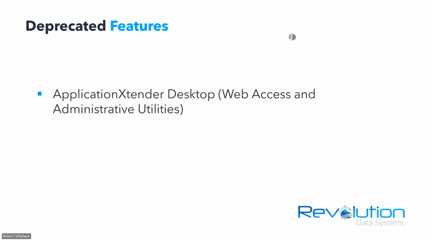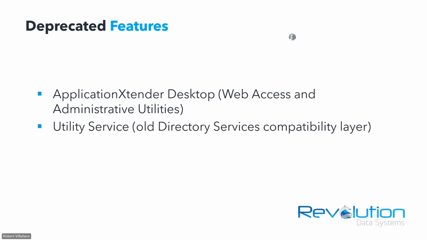So we'll talk about 4 deprecated features, but for a complete list, you'll want to see the release notes for each version. And even though these features are going away, they've been integrated or replaced by new features. So the first deprecated feature we'll talk about is Application Extender Desktop and its import utilities. They're being replaced by Web Access Interface administrative module. Desktop and its importers still work as of version 22.2. However, they're not officially supported.